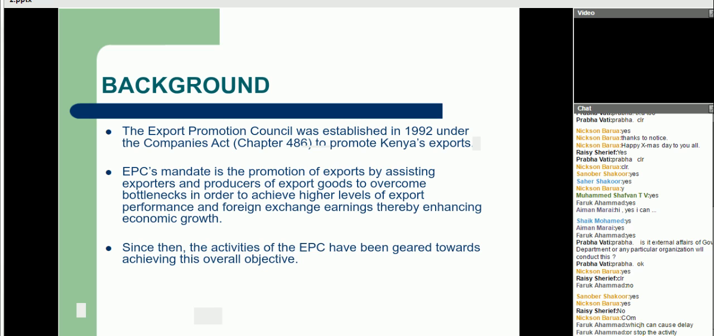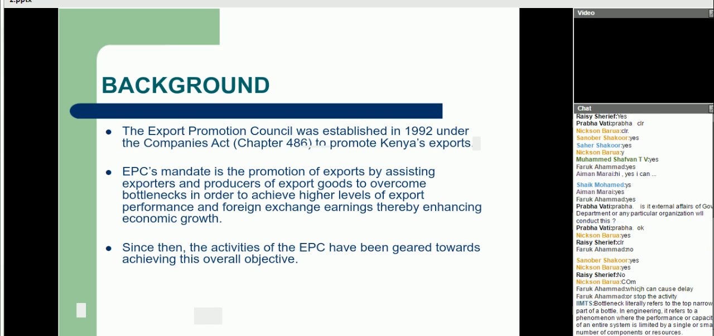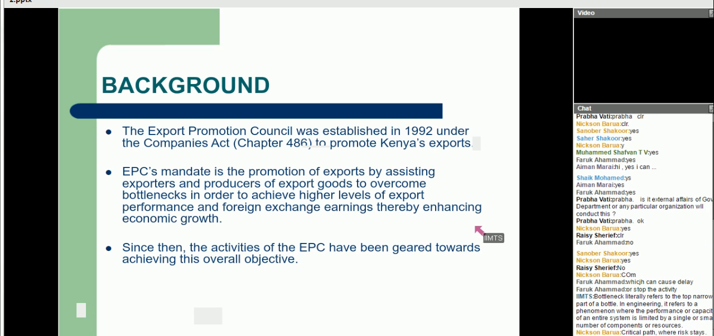Which cause delay. Let me write its definition. Critical bottleneck literally refers to the narrow part of the bottle. In engineering, it refers to a phenomenon where the performance or capacity of an entire system is limited by a single or small number of components or resources. This is what we mean by it.